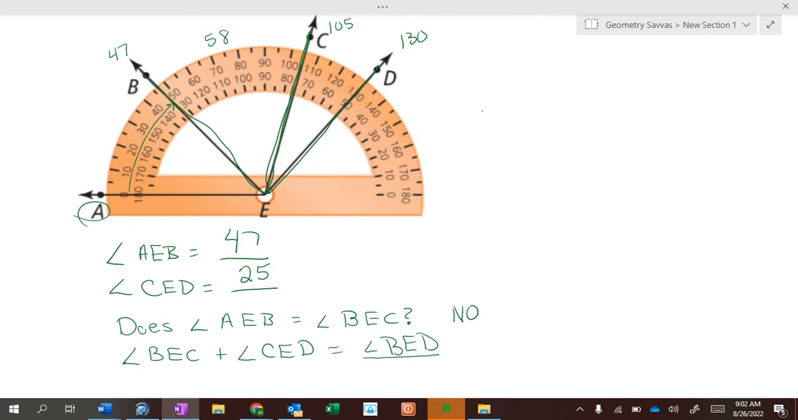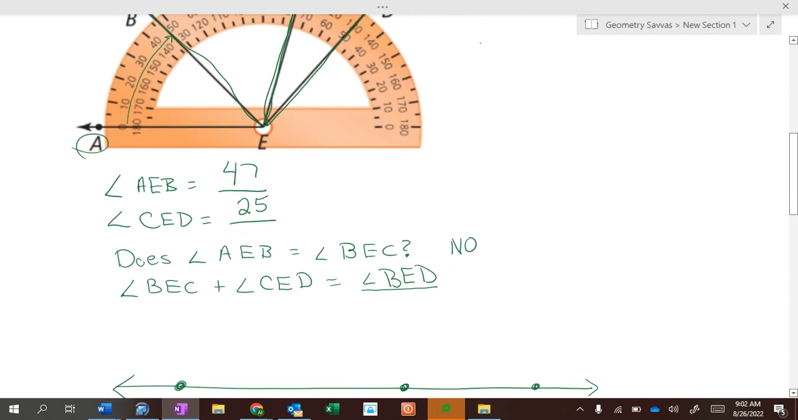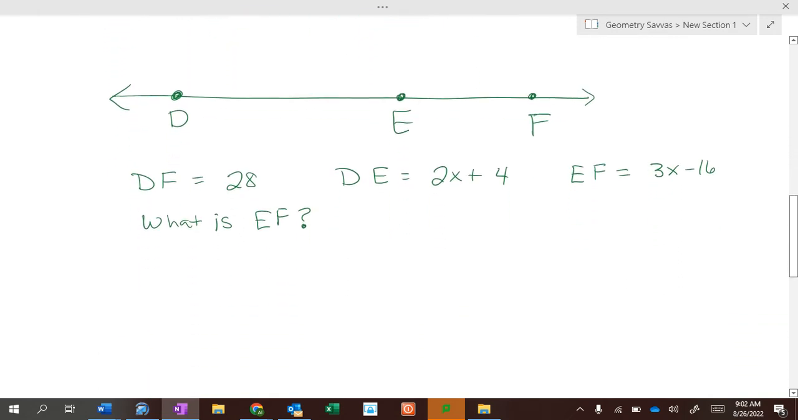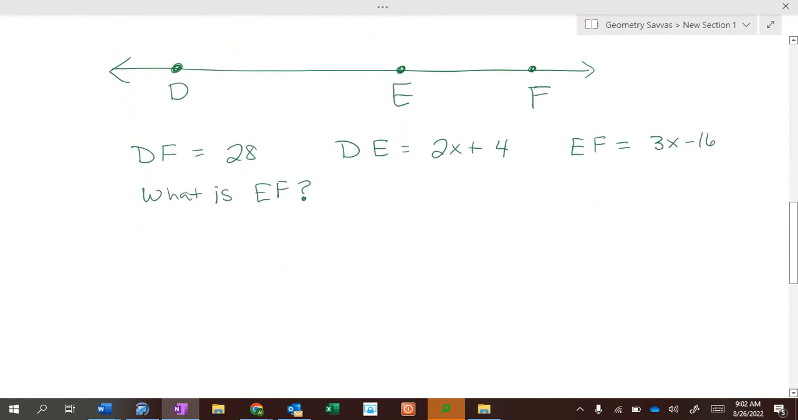Okay? It is angle BED. BEC plus CED is BED. This little one plus this little one is this big one. Okay? So, again, if it says check all that apply, make sure you do all the answers that apply.